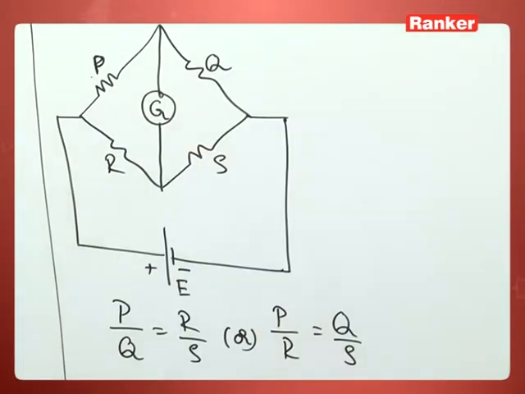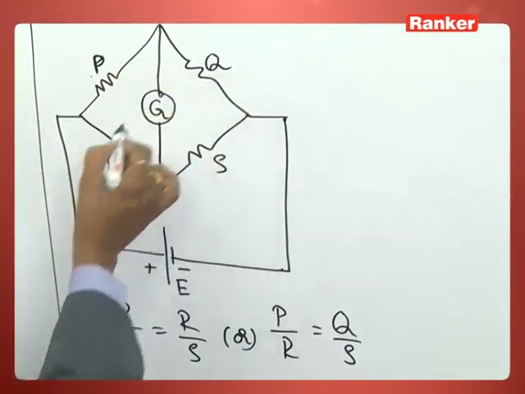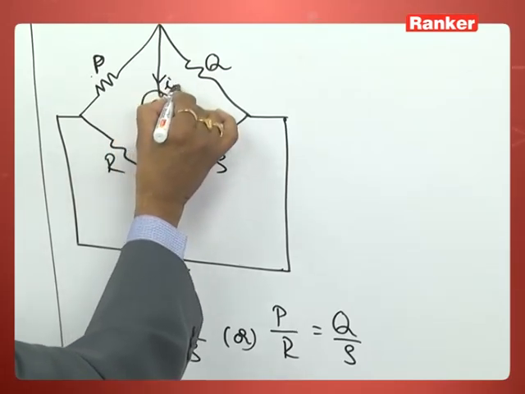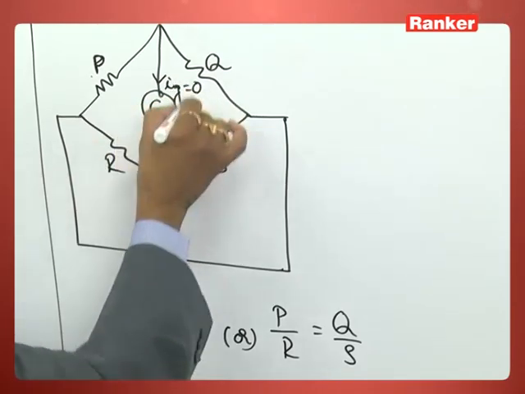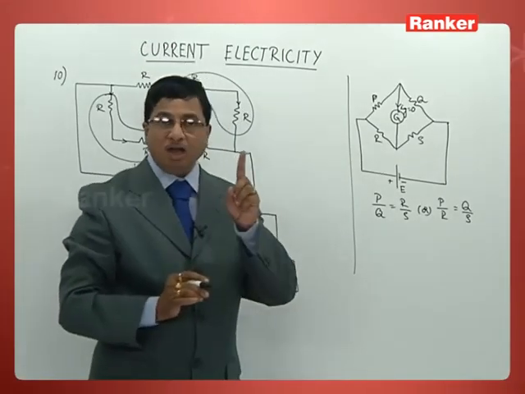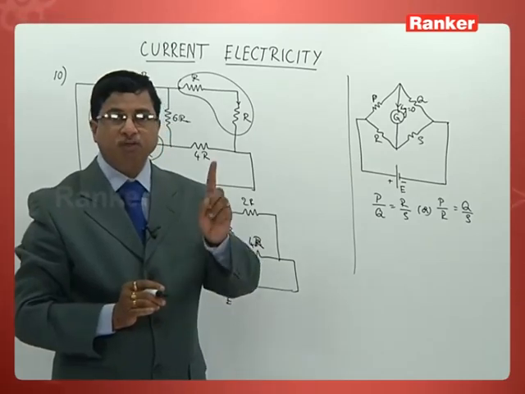So here, if at all P by Q is equal to R by S, then the current across the galvanometer will be 0. That is what is called the balancing condition of the Wheatstone bridge.